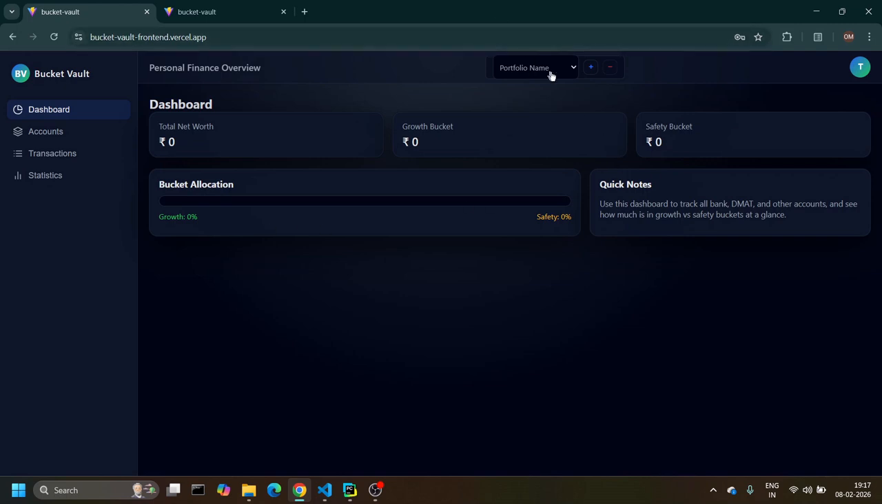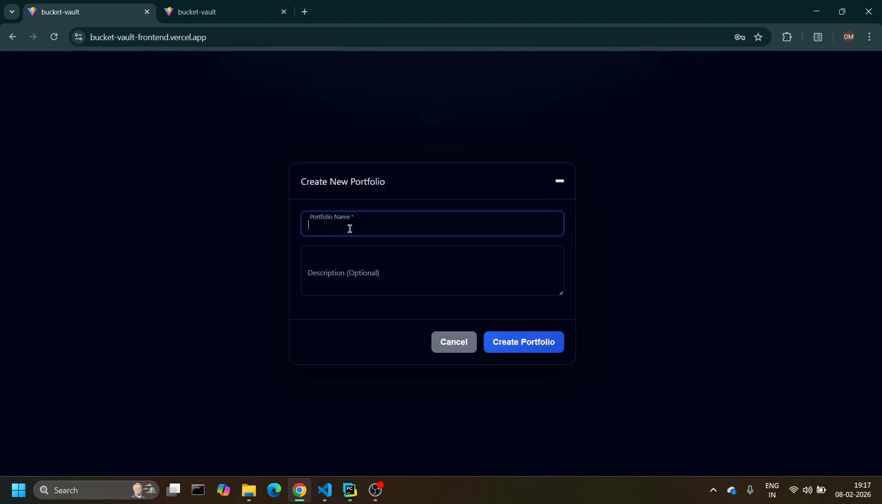I can create multiple portfolios. Think of them as different universes, completely isolated financial universes, and within each portfolio, I have accounts that are organized by the account type. That is bank accounts, demat accounts, loan accounts, investment accounts, physical assets, etc. So let me show you how I create a new portfolio.